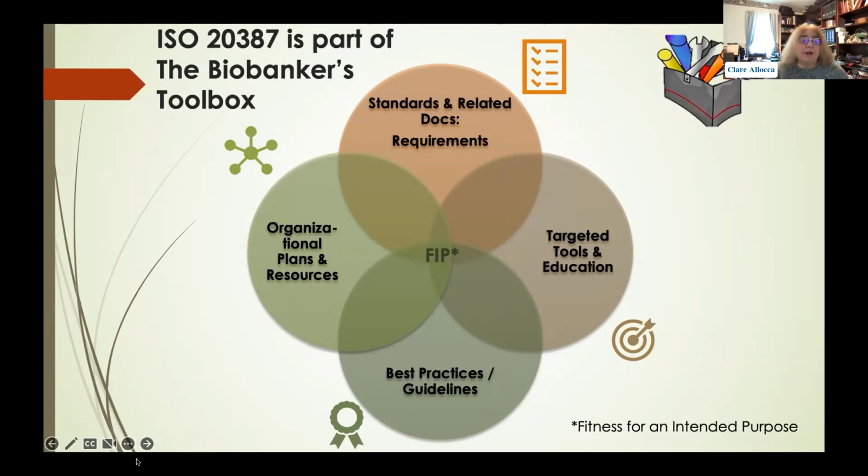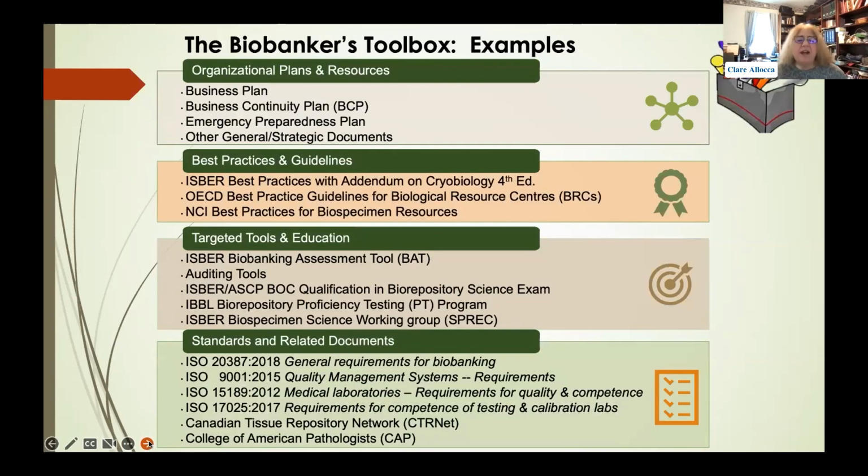For example, ISBER has just released a biobank assessment tool that will basically help you to evaluate how well you are aligned with the ISBER best practices, and in part with ISO 20387 and other standards that are out there. And then you've got the standards and related documents. These are documents that actually have requirements in them. And again, these are just some of the examples of the types of things that fit these categories.